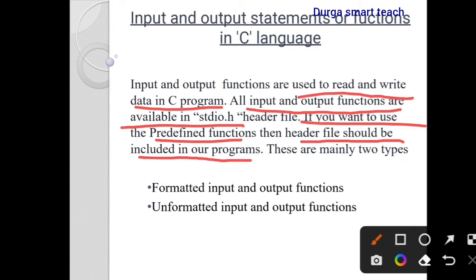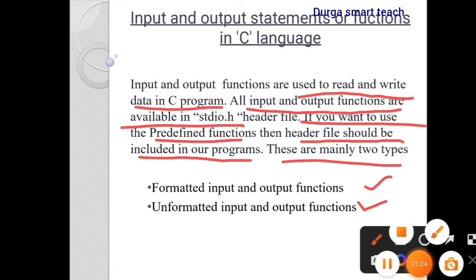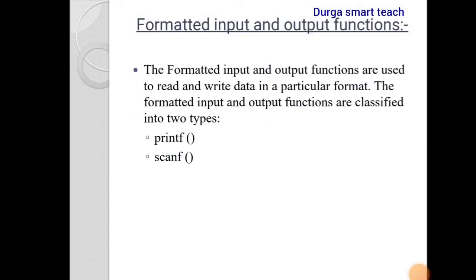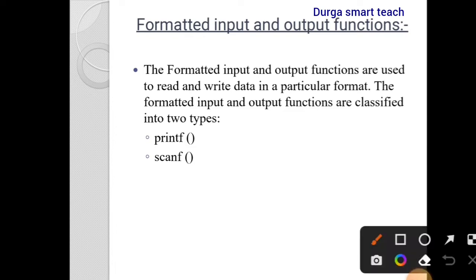There are mainly two types of input and output statements: formatted input output statements and unformatted input and output statements. So let's see. First one, formatted input output functions. These formatted input output functions are used to read and write data in a particular format. These functions have a predefined syntax, so you need to follow that syntax, that format, to write the statements.